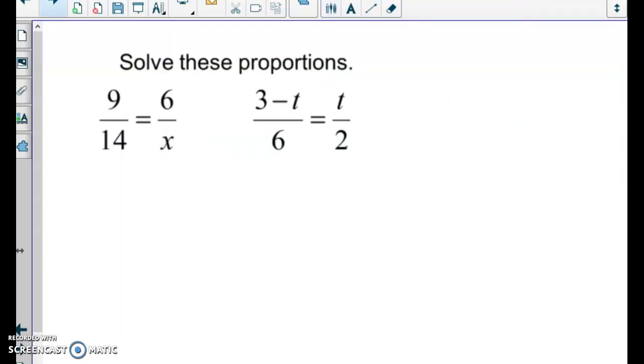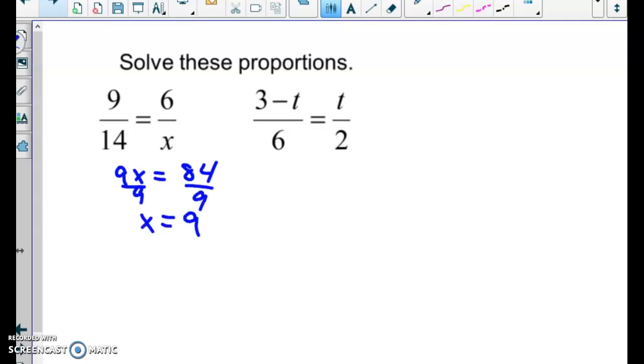Now we're going to solve proportions by doing the cross products here, and I get 9x equals 84. Divide by 9, divide by 9. I get 9 and 1/3, or 3 over 9, that simplifies to that.